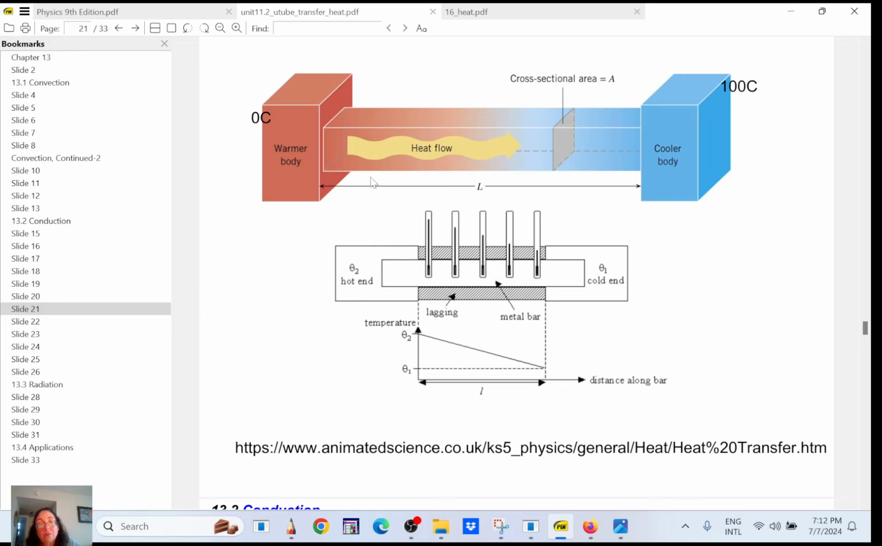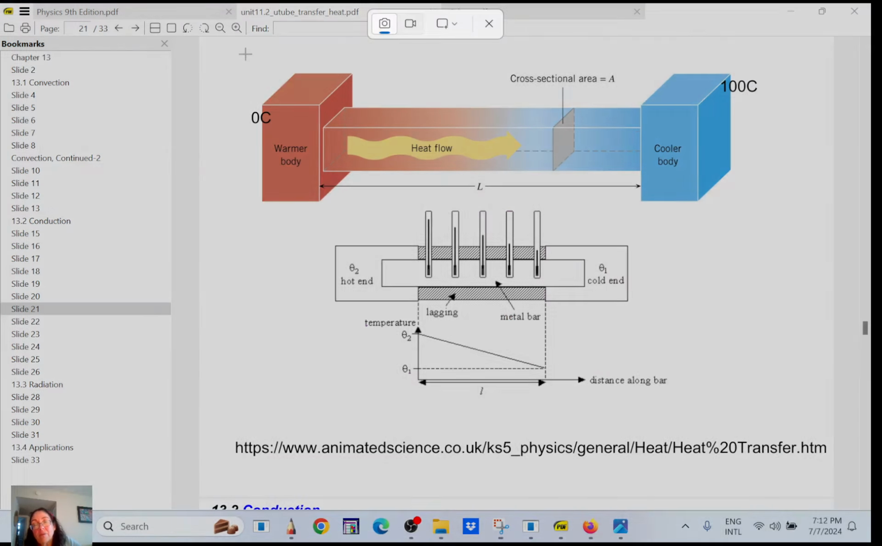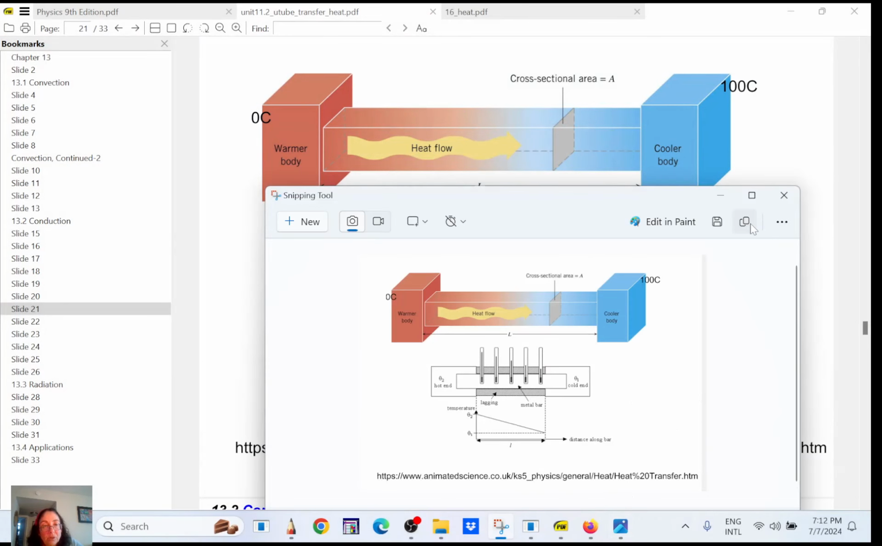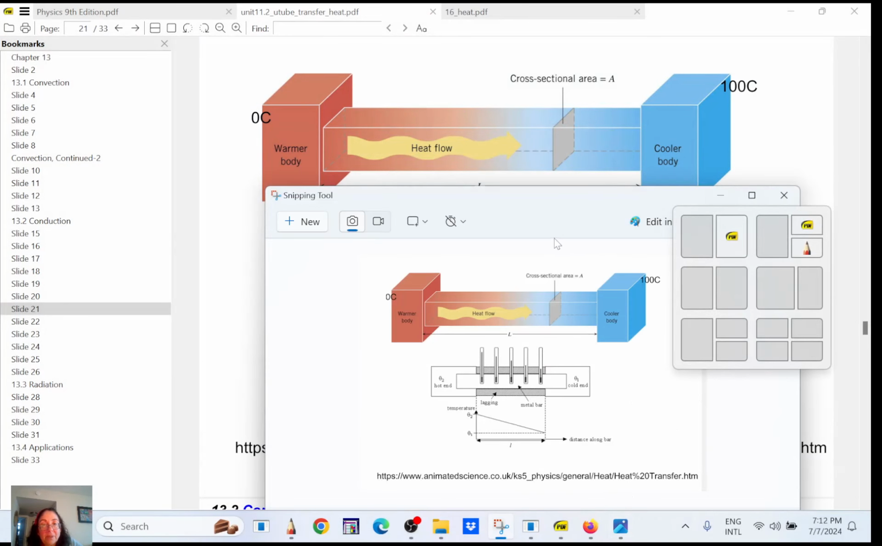If you have a gradient, so you have 0 degrees Celsius here and 100 degrees Celsius there, that's another problem from your book, but I think there was a typo. So I'm just going to give you a different example here.